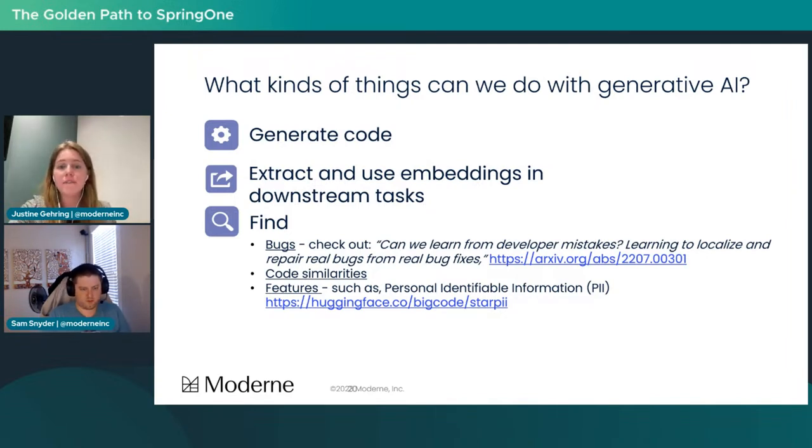That could be finding bugs. That could also be seeing if two pieces of code are similar, which could be useful for finding plagiarism in coding assignments, and also to find some features, such as what StarEncoder did, where they were trying to find personally identifiable information in code bases.